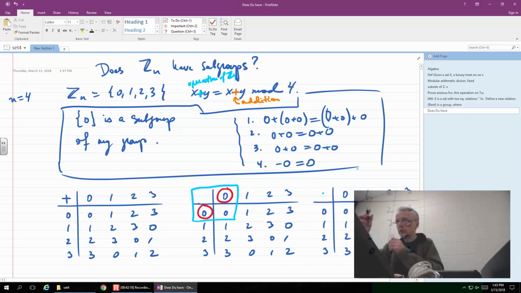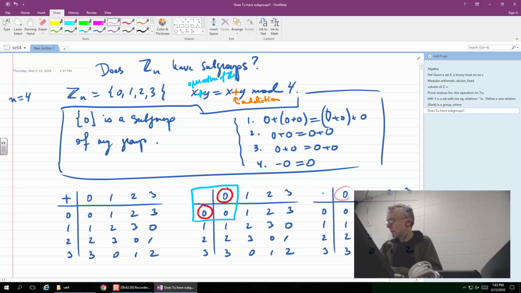However, let me try to choose these. What if I choose these two elements? So the question I'm asking is, is this a subgroup? Zero and 1 is a subset of our group of 4 elements, but is it a subgroup? You look at the operations, so both the first row and the first column represent the same group, these elements. So then I extract my table.